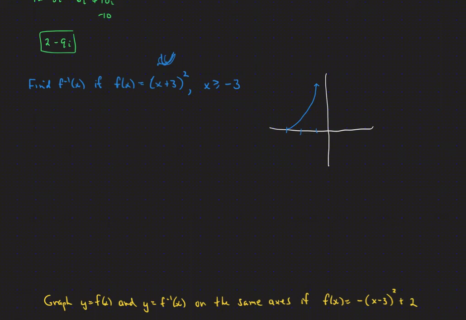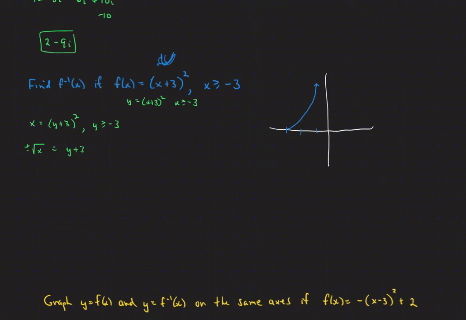Okay? So now I'm going to change colors here, and I'm going to switch the x and y. So this is y equals (x plus 3) squared, and our x is greater than or equal to negative 3. So I'm going to go x equals (y plus 3) squared, and I'm going to say y must be greater than or equal to negative 3. I don't know if I'll need that or not, but it doesn't hurt to put it in there. We're going to square root both sides, and so we want positive or negative square root of x, and we'll get a y plus 3.